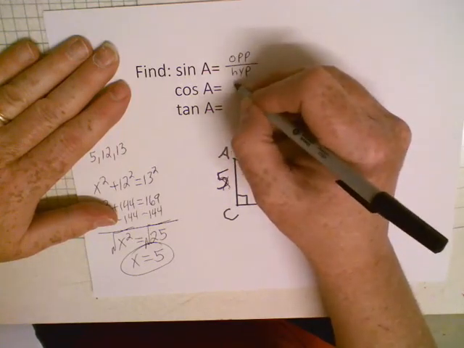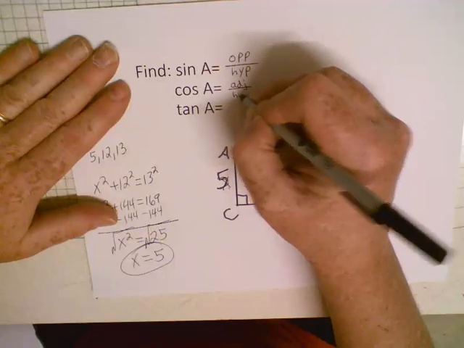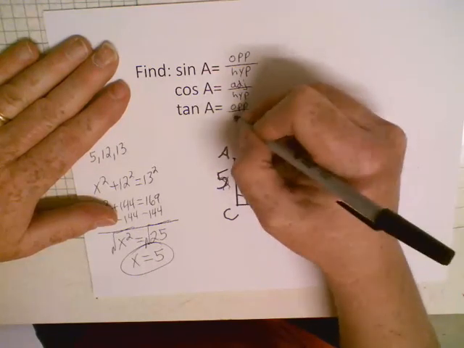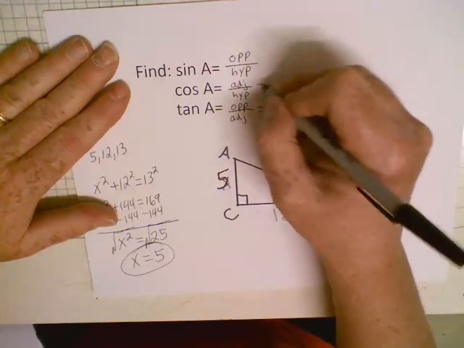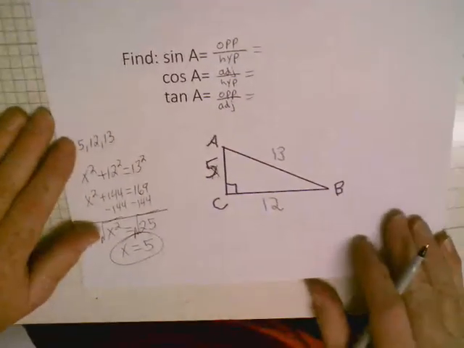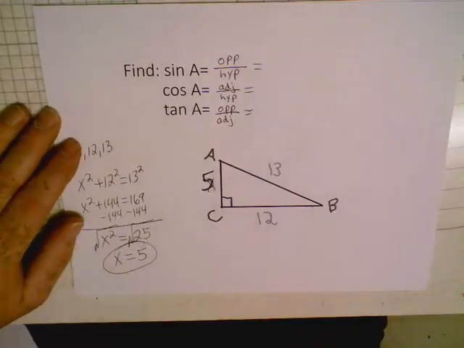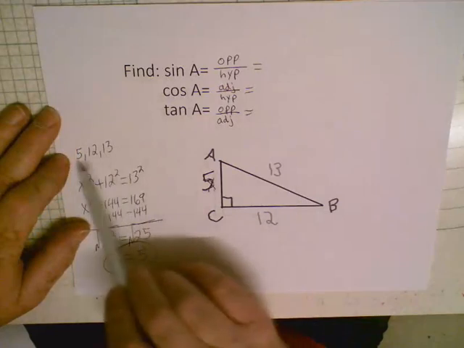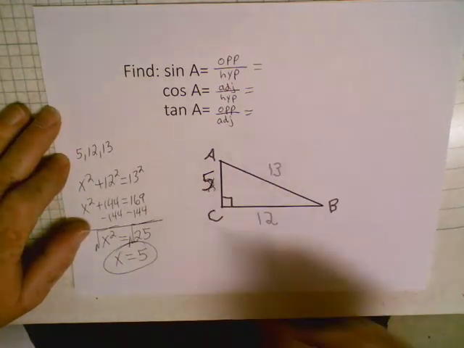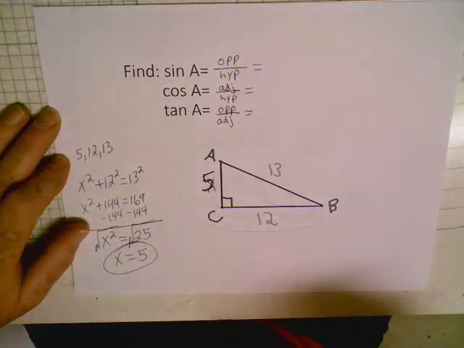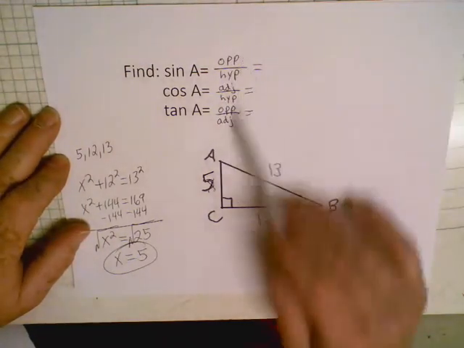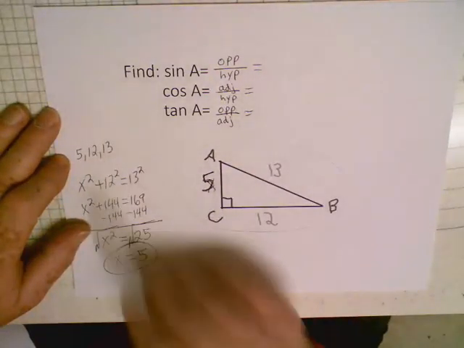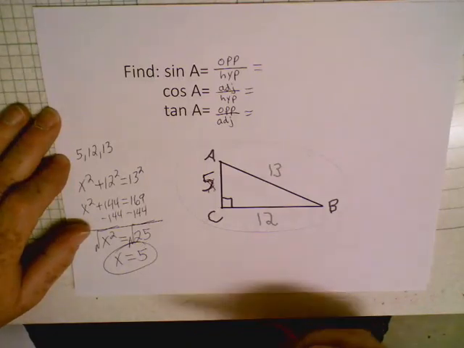Cosine is adjacent over hypotenuse, the SOHCAHTOA, and tangent is opposite leg over adjacent leg. And we're just going to figure out what each of those ratios are for this triangle. What we know with these right triangles is that every other triangle that fits into that 5, 12, 13 family is similar to this triangle. Whether it's bigger, smaller, whatever, they're all similar. So all these ratios are going to be the same. It's like the scale factor for this certain family of triangles.